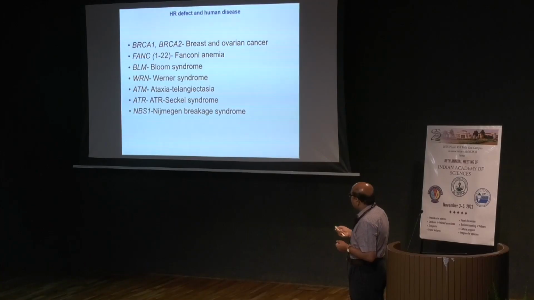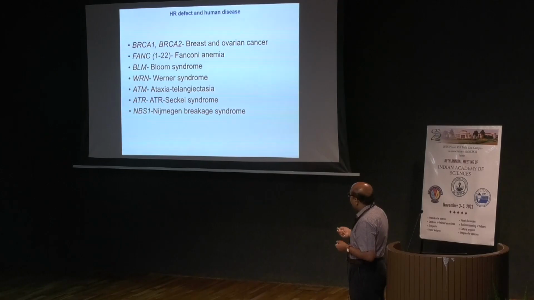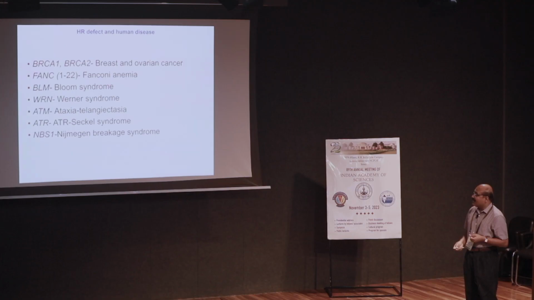Many genes are known to participate in the homologous recombination mediated repair of the DSBs. Mutations in some of these genes are known to cause various genetic diseases as well as cancer. Some examples are here. Basically, BRCA1 as well as BRCA2 gene mutations lead to breast as well as ovarian cancer, predominantly in women. And there are 22 FANC genes; any one FANC gene mutation leads to Fanconi anemia, and helicase mutations like the BLM gene and the WRN gene lead to Bloom syndrome and Werner syndrome.